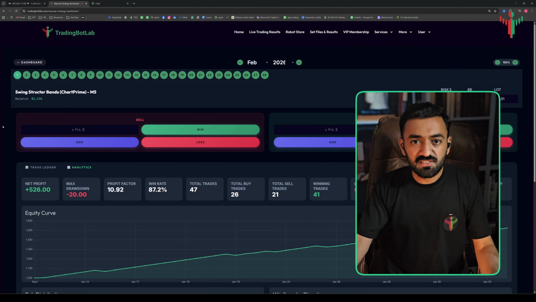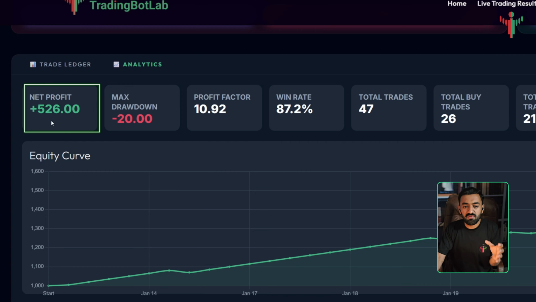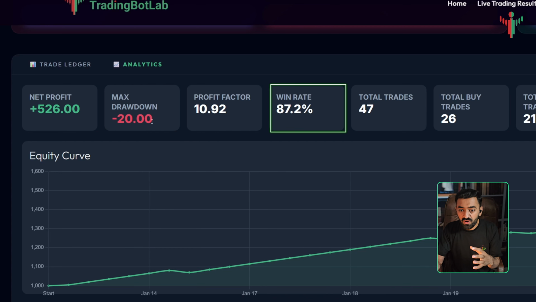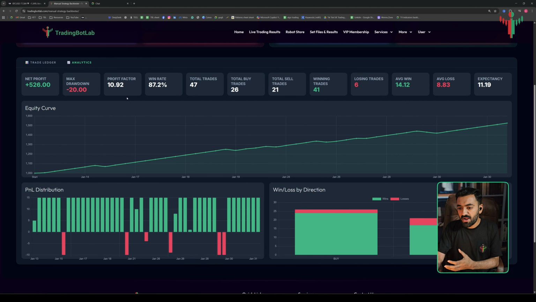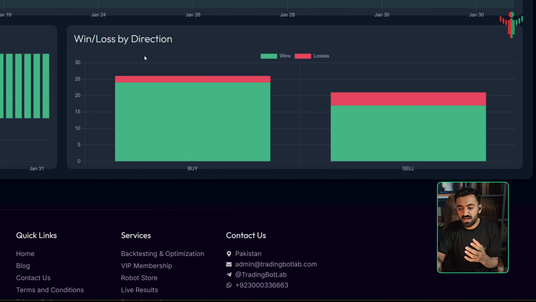The backtest process is completed, and here you can see it made a total net profit of $526 with a maximum drawdown of just $20, and the win rate is 87.2%. You can see all other metrics here, and the most important thing is how the equity curve is going up, which is very smooth, meaning there is no big drawdown. And here you can see the profit and loss distribution and win-loss by direction, profit and loss, buy and sell.